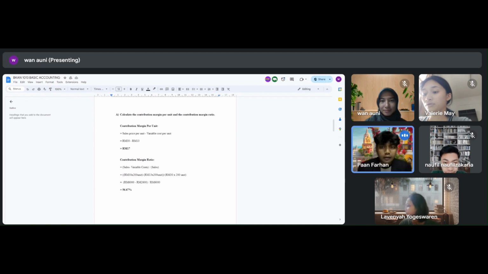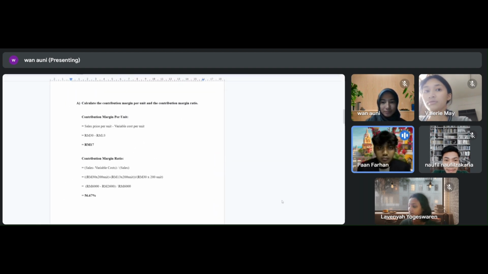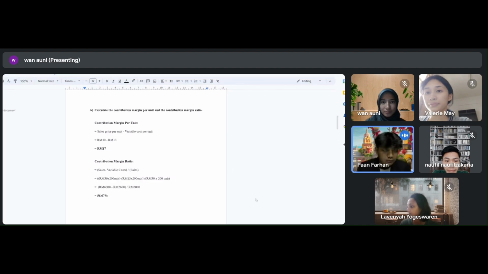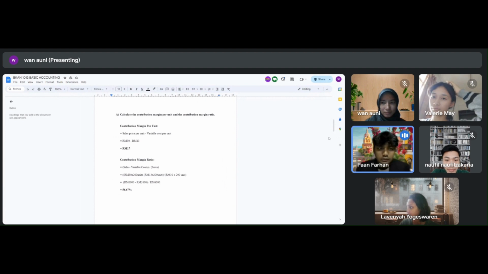Okay, I will present question A, which is to calculate the contribution margin per unit and the contribution margin ratio. The contribution margin per unit is the sales price per unit minus the variable cost per unit. The sales price per unit stated is RM30. The variable cost per unit is RM10 and 10% of the selling price, which is 3 ringgit.